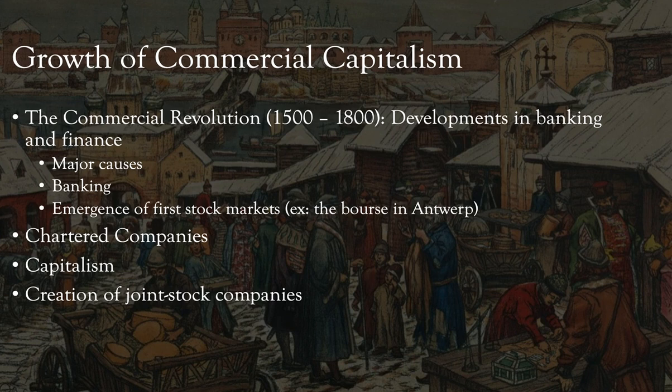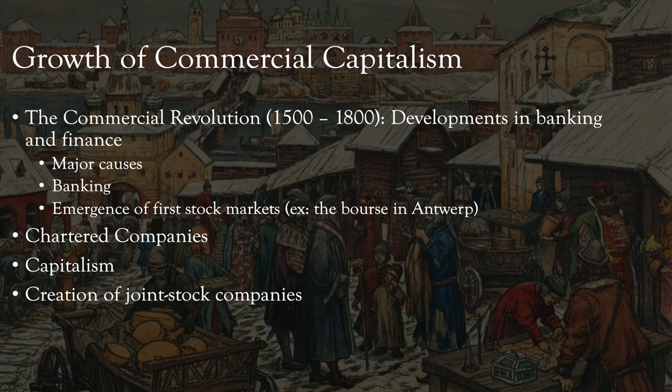Another characteristic of the commercial revolution is the emergence of the first stock markets, such as the Bourse in Antwerp. Stock markets sort of worked like this. Investors would finance a company by purchasing shares of stock or shares of a company. And as the value of the company grew, so did the value of the stock and thus the investor's profit. And they could buy and sell and trade stock for various companies.